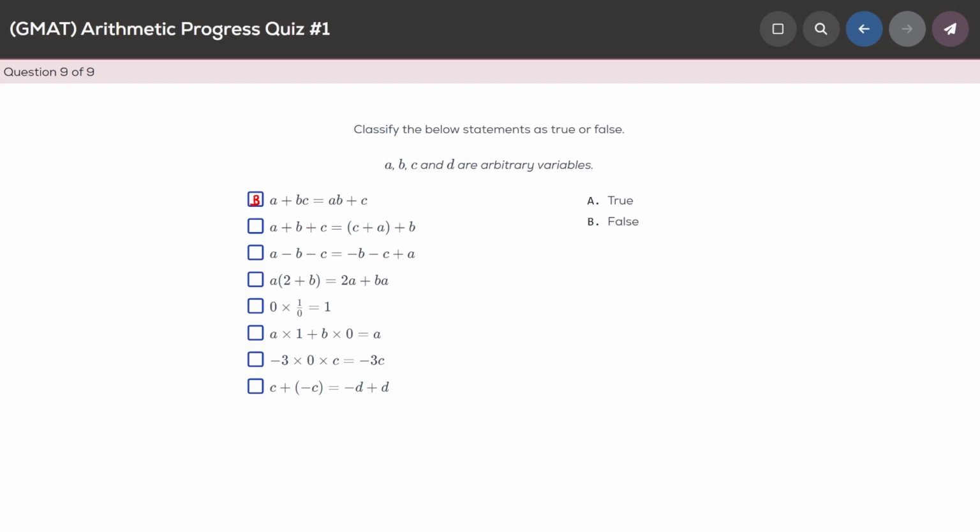Now this right here basically says the order of addition doesn't matter, which is true. 5 plus 3 equals 3 plus 5. So this is true. So that's A.